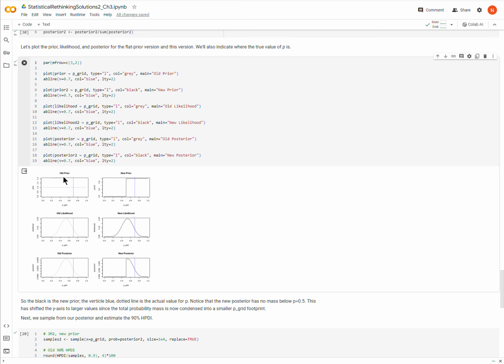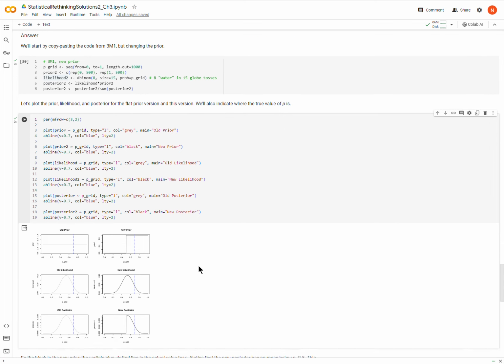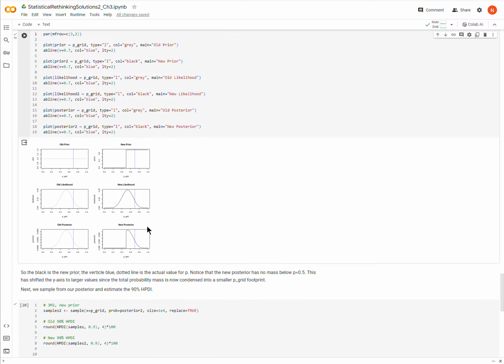Okay. So in the old problems, we had a flat prior, that gray flat line there. And now in the new prior, again, we had 0 all the way up to p equals 0.5, and then a flat prior above that. The likelihoods were the same in the 2 cases, right? So the likelihood was that we had 8 waters for 15 tosses of the globe.